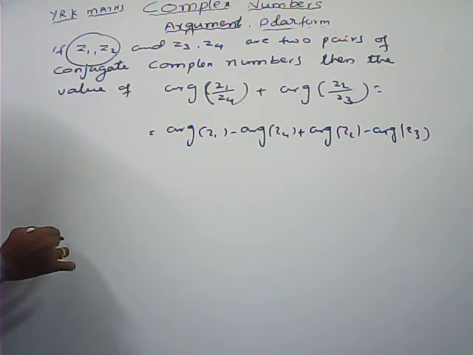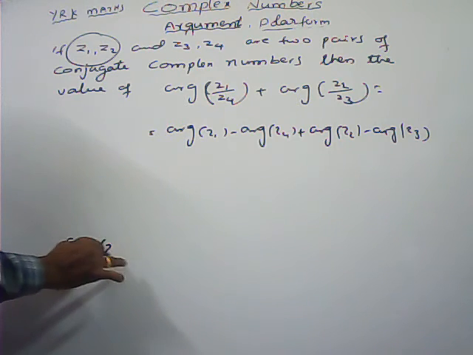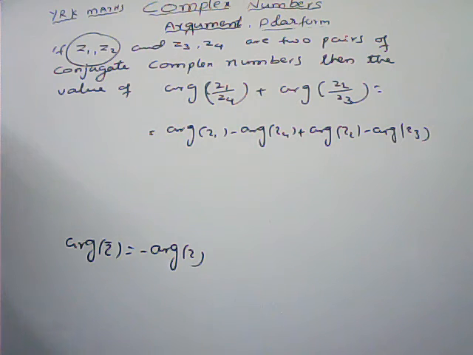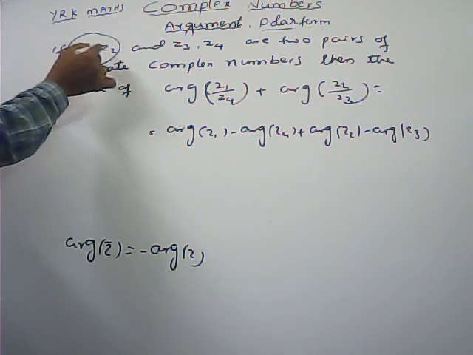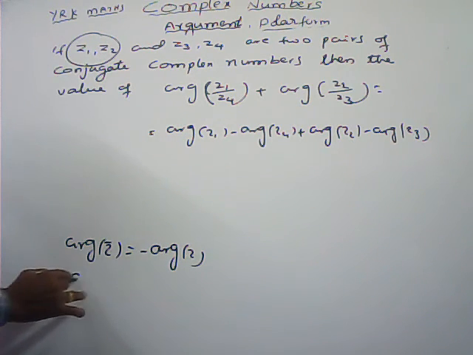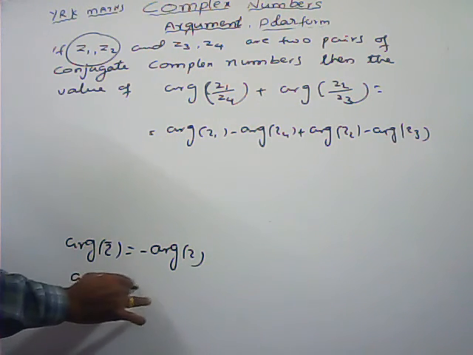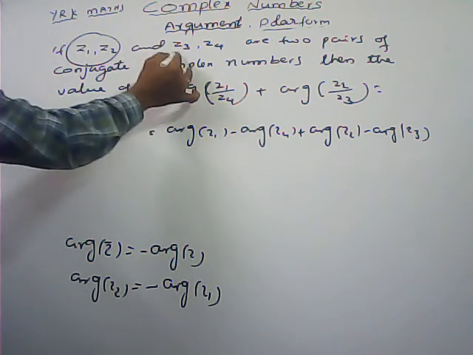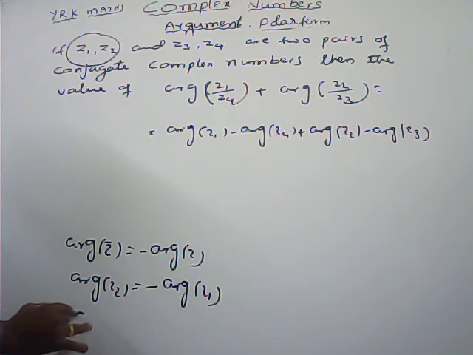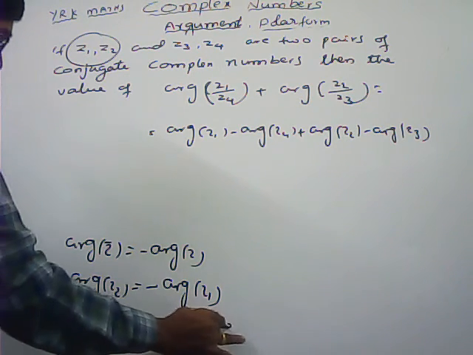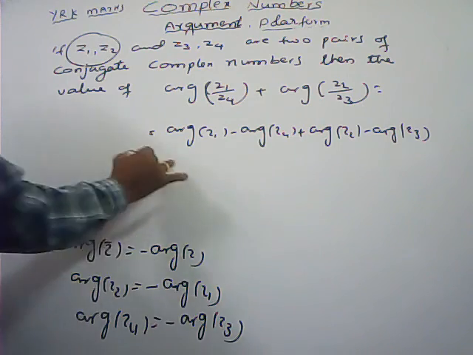And in the previous properties I told you, argument of Z bar is equal to minus argument of Z. Here Z2 is the conjugate of Z1, that is given. So we can write argument of Z2 is equal to minus argument of Z1. And Z3 is the conjugate of Z4, so argument of Z4 is equal to minus argument of Z3. Now we can substitute those values here.